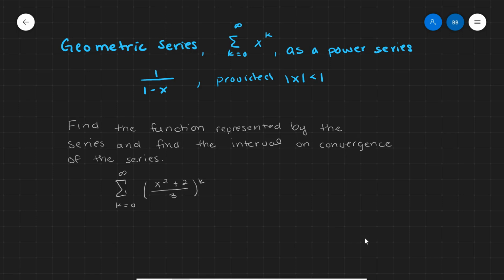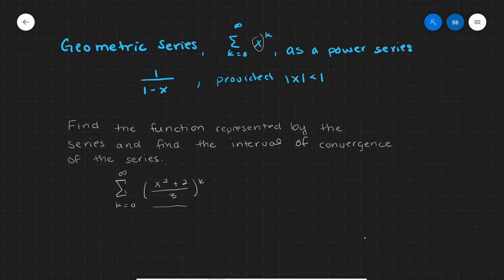In this example below, we see: find the function represented by the series and find the interval of convergence of the series. So our summation here is k equals 0 to infinity of (x squared plus 2) over 3 to the k. You can see the setup is pretty similar, except that our x function is a lot more complicated than it was in the given theorem. So the math will be a little bit more complicated, but we'll see it follows a similar pattern.